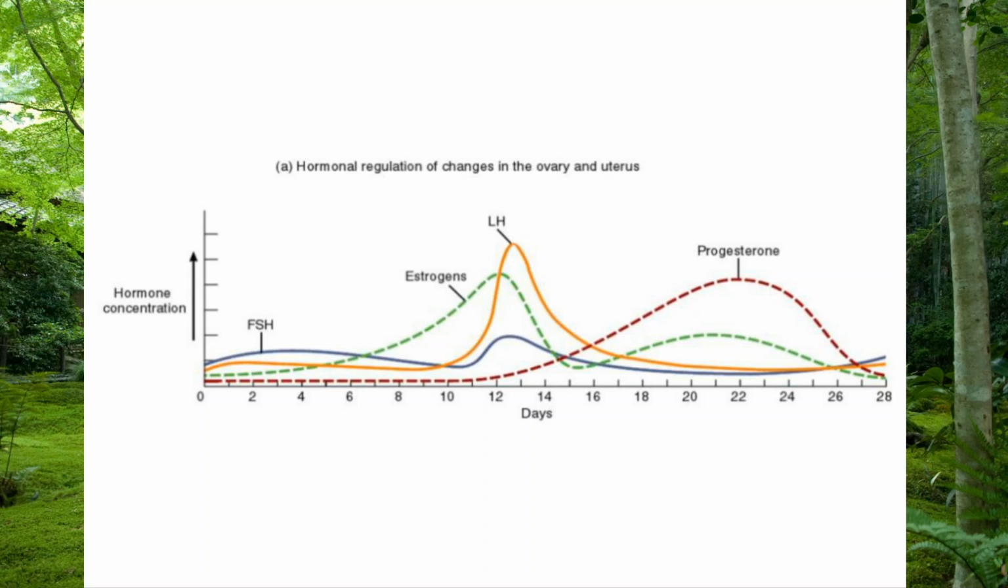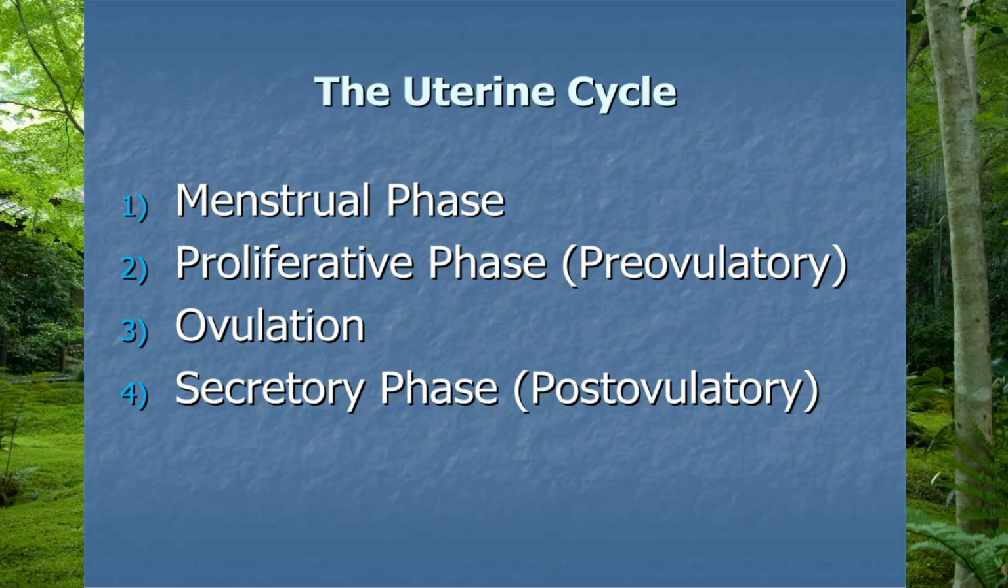So now that we've learned the ovarian cycle, it should be much easier to learn the uterine cycle. Because remember, everything that's going on in the uterus is actually controlled by what's going on in the ovaries. And the uterine cycle is divided into 4 phases: a menstrual phase, a proliferative phase, ovulation, and a secretory phase. And just like the ovarian cycle, the uterine cycle is typically 28 days in length.